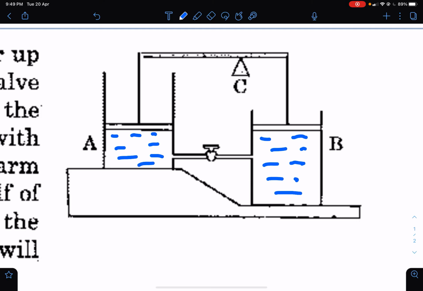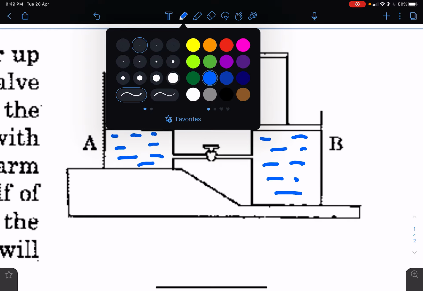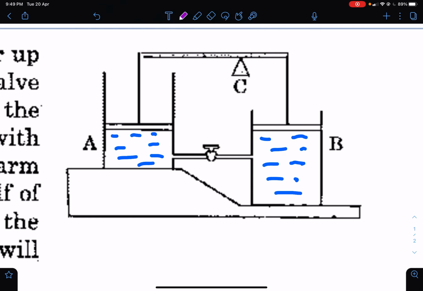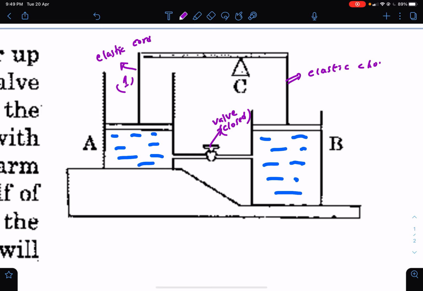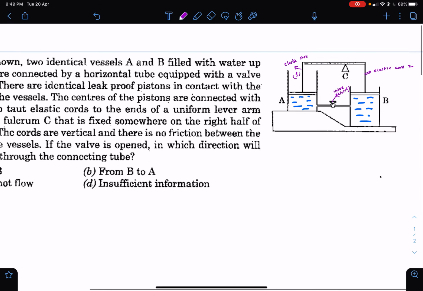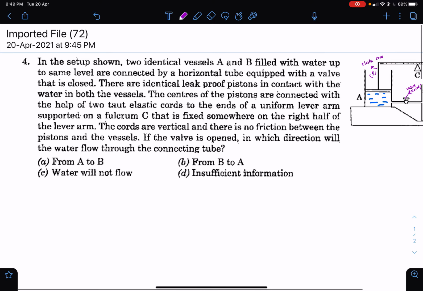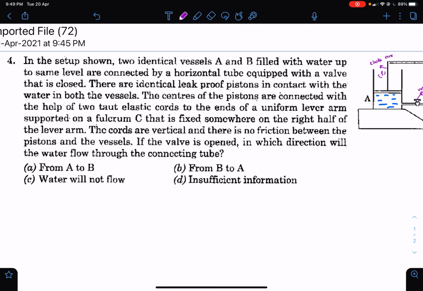Now, initially there is a valve which is closed, so it is not allowing any water flow to happen between the tanks. So this is the valve which is closed. Now it is given that there are two elastic cords, and let's call it 1, and this is an elastic cord, cord means a string, 2. If you want to read the question, you can pause the video and read it.